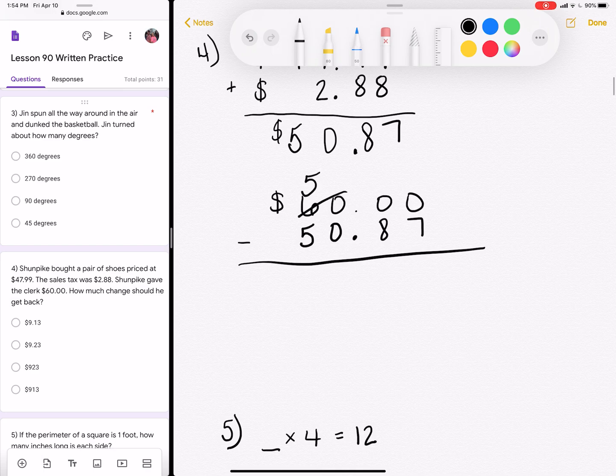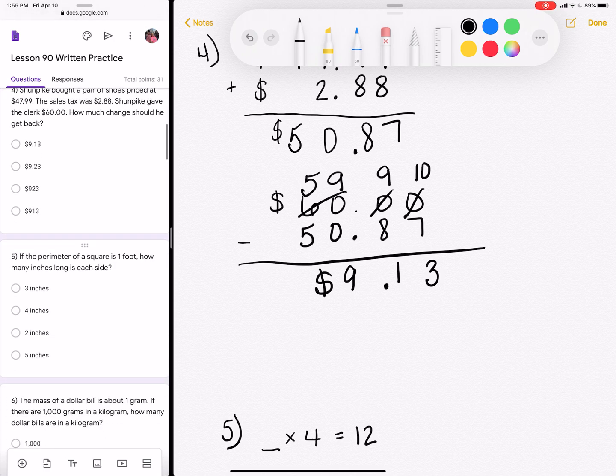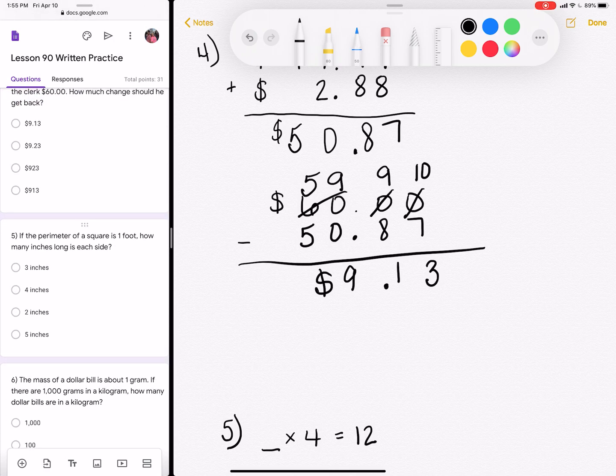So subtract from the amount that he gave to the clerk. 60 becomes 59. This 0 becomes 9. This 0 becomes 10. 10 minus 7 is 3. 9 minus 8 is 1. 9 minus 0 is 9. And 5 minus 5 is 0. So the change he will receive from $60 is $9.13.